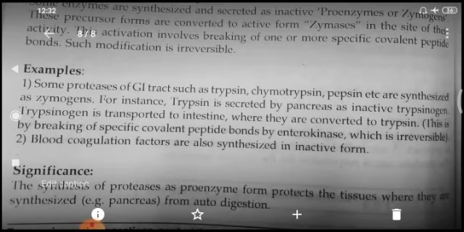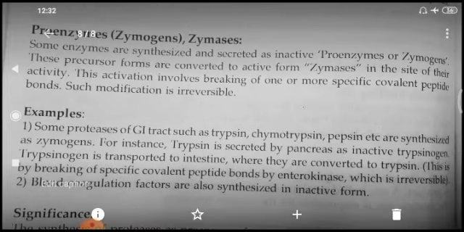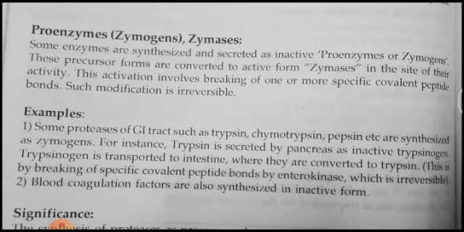For example, some proteases of the gastrointestinal tract, such as trypsin, are obtained from trypsinogen. Trypsinogen is the inactive form and trypsin is the active form. Chymotrypsinogen is inactive, chymotrypsin is active. Pepsinogen is the inactive proenzyme and pepsin is the active form. So like this, there are many enzymes which exist as zymogens or proenzymes, the inactive forms of enzymes, that will get activated. So this is about the beginning session of enzymes. We will continue in the next session. Thank you.